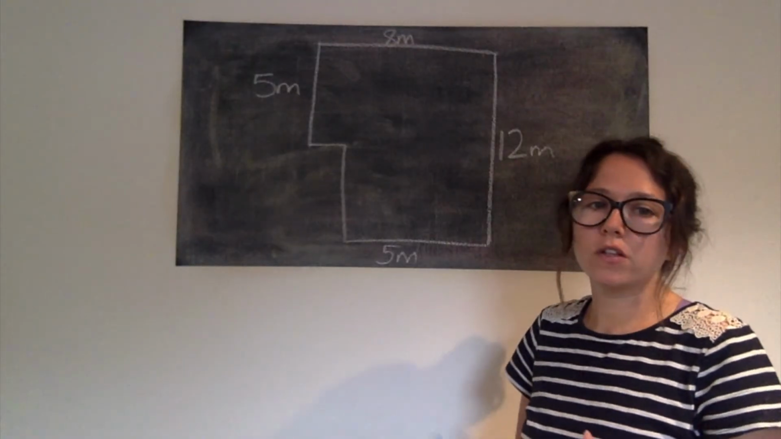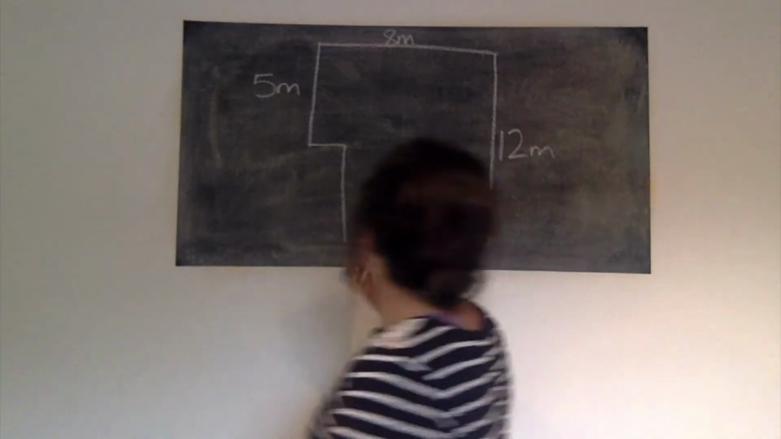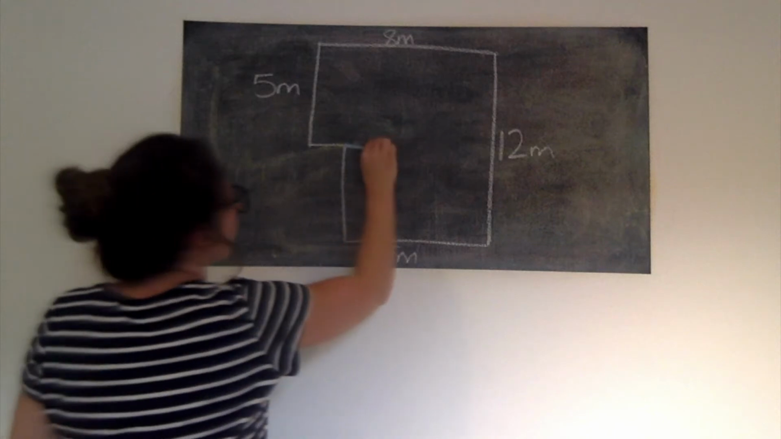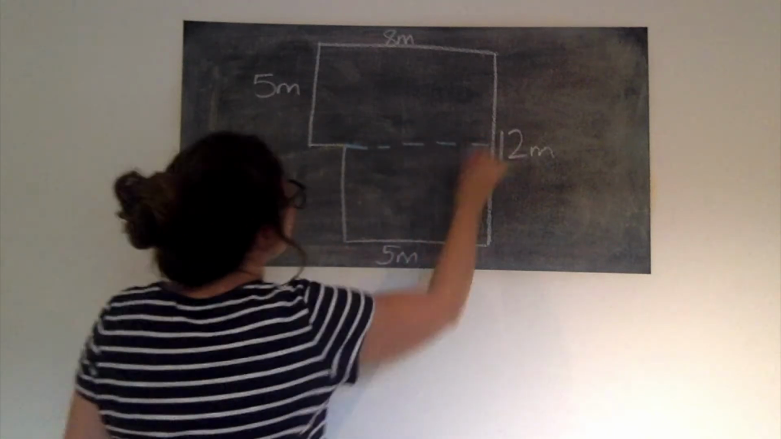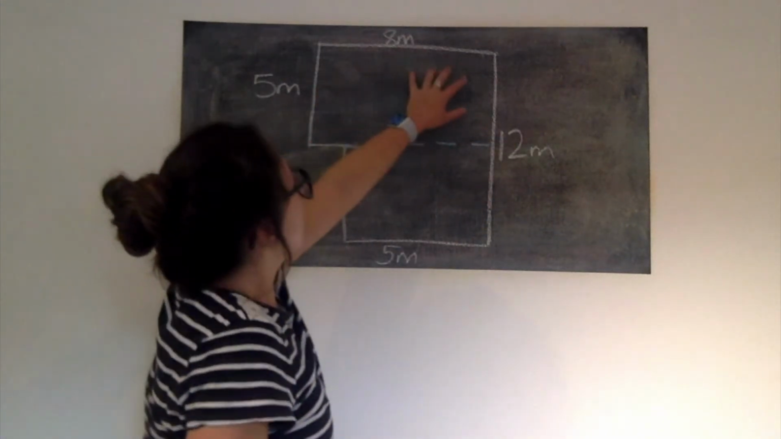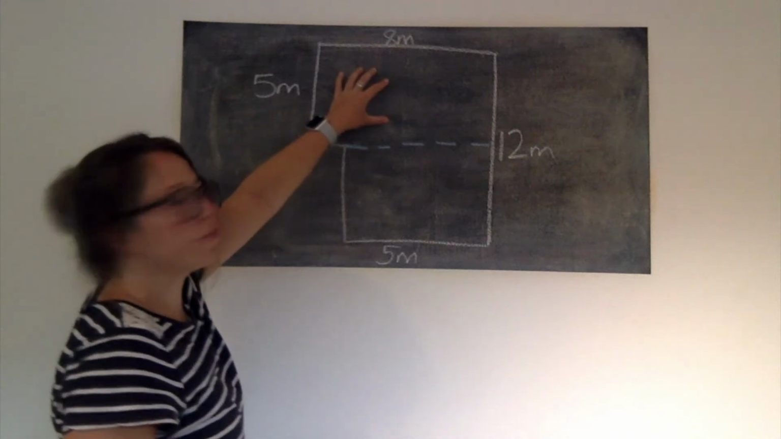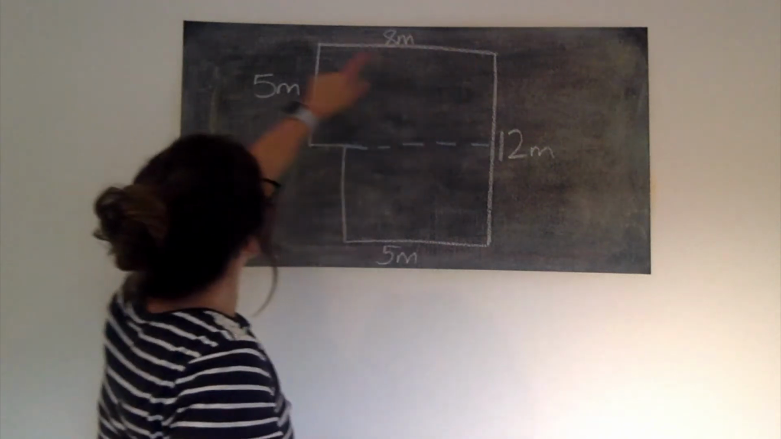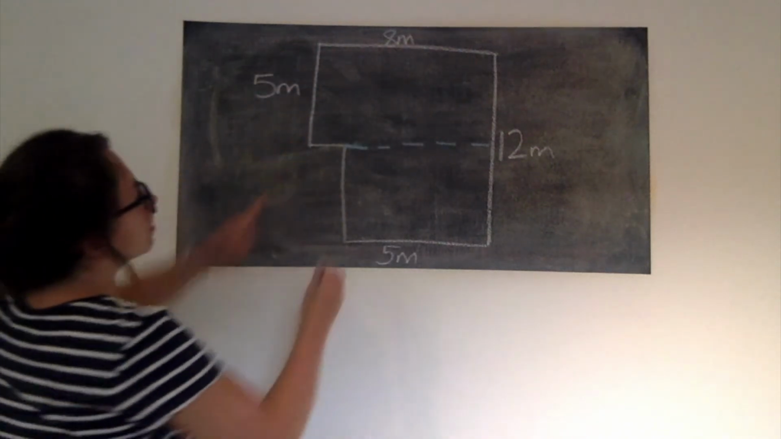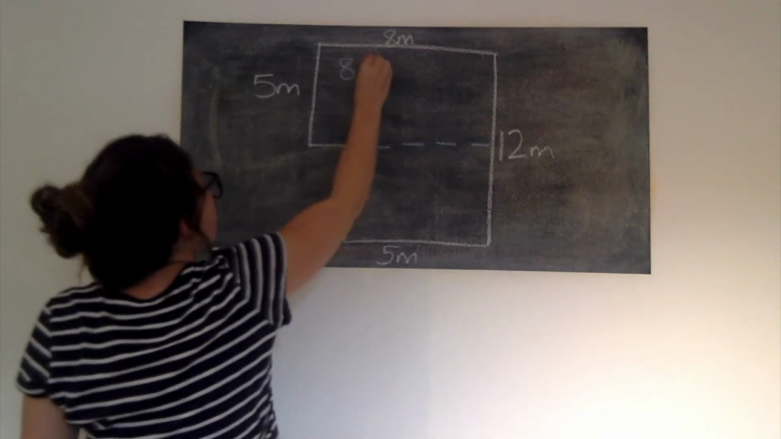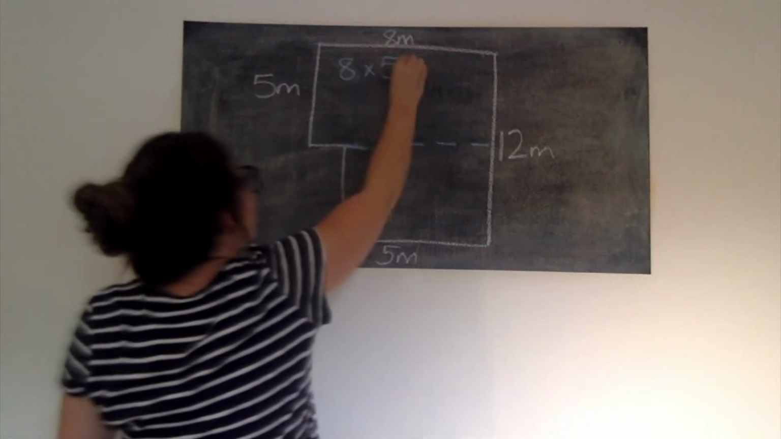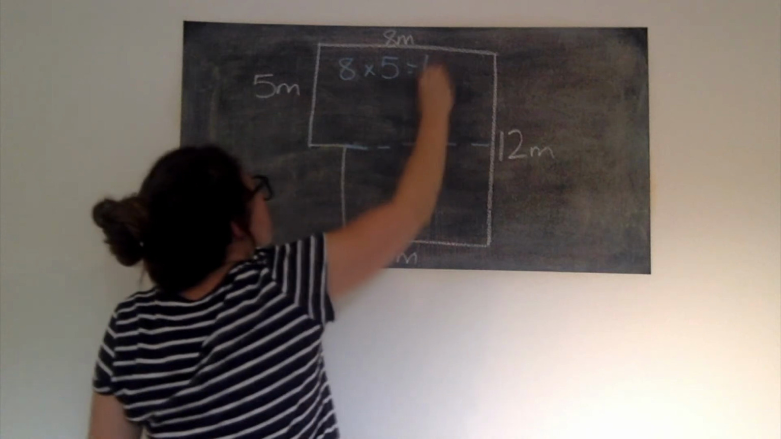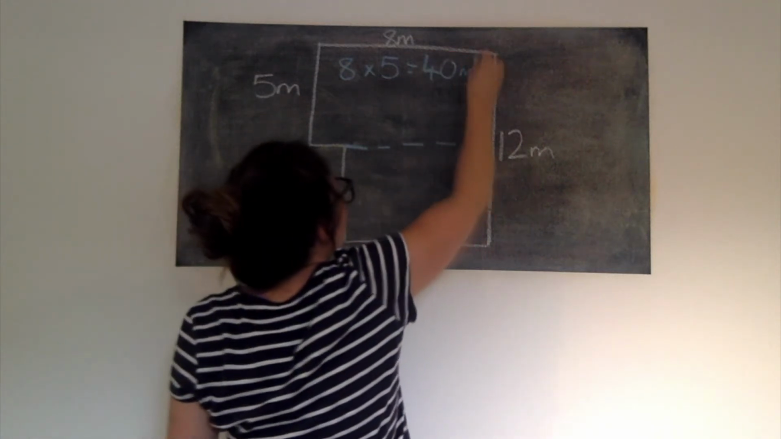Here's the first way that you could have split these shapes up. So I split it first across here. So that meant that I've got this rectangle here, which I've got all of the information for. I've got my length, which is 8 metres, and the width, which is 5 metres. So I did 8 multiplied by 5, which gives us 40 metres squared.